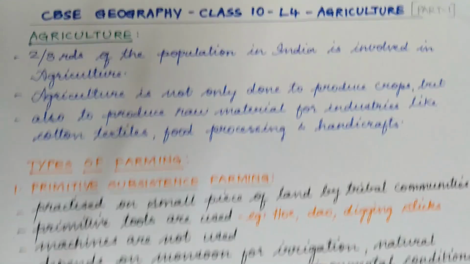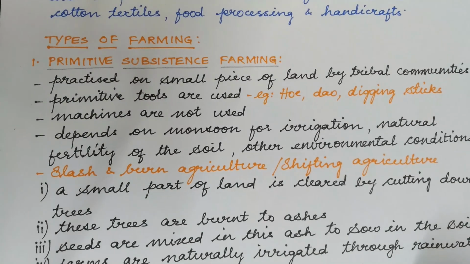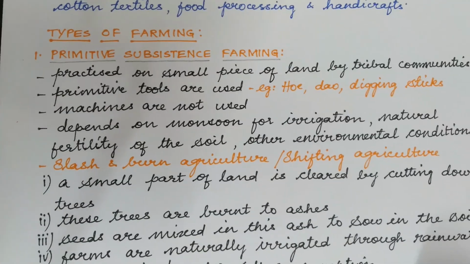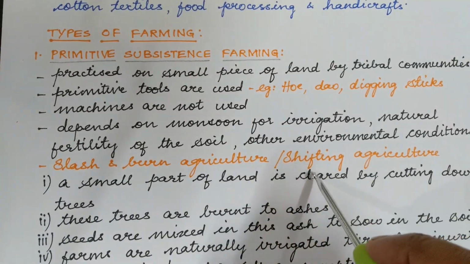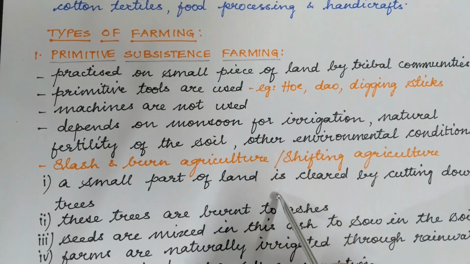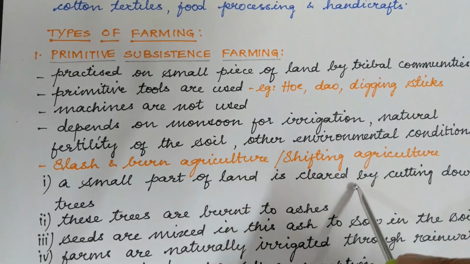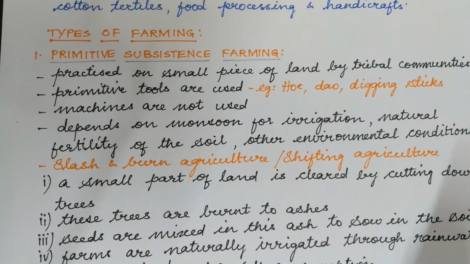Now, what is slash and burn agriculture? A small patch of land is cleared in a forest by cutting down trees, and they are burnt to ashes, and the seeds are mixed in this ash and sown in the soil. Generally, farmers irrigate this land through rainwater. They depend on rainwater and canal water.